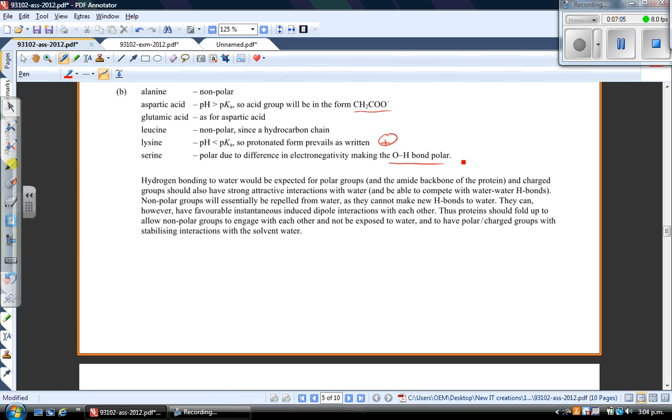And then this final statement then, hydrogen bonding to water would be expected for polar groups and the amide backbone of the protein. Okay, so hydrogen bonding, this could be for the OH group of serine. So this could be serine that can hydrogen bond to water, so the hydrogen to the oxygen rather. And there's your water molecule, so that's hydrogen bonding. You could also have hydrogen bonding, that's the main one.